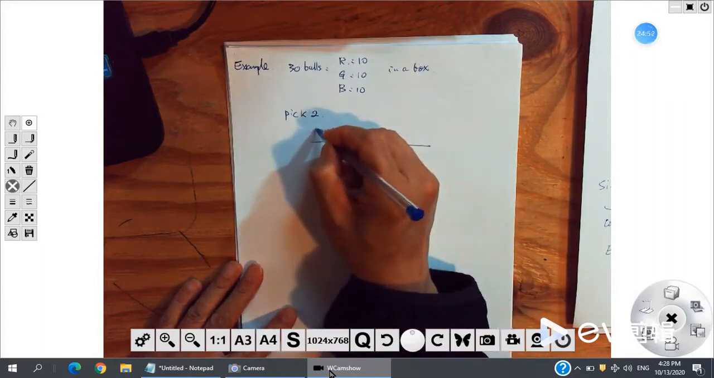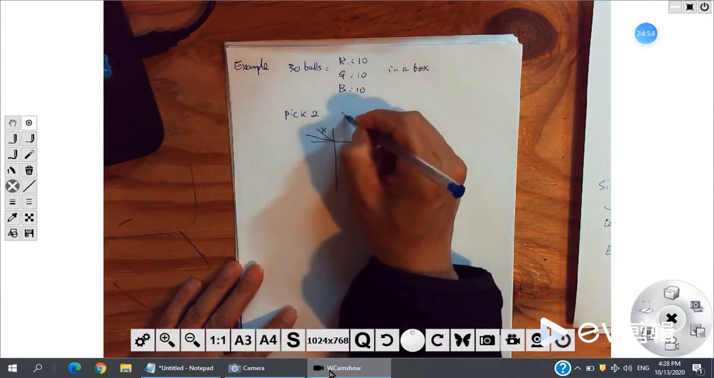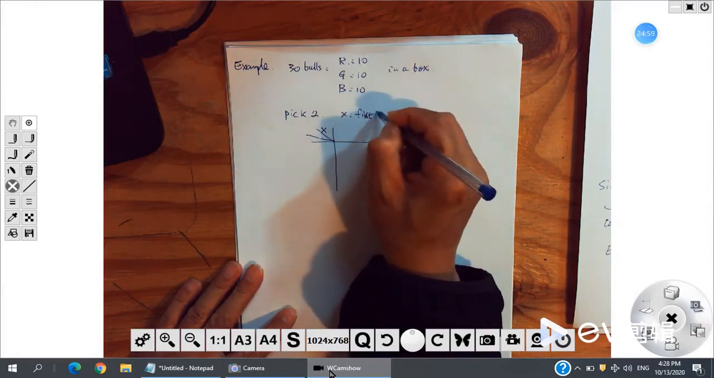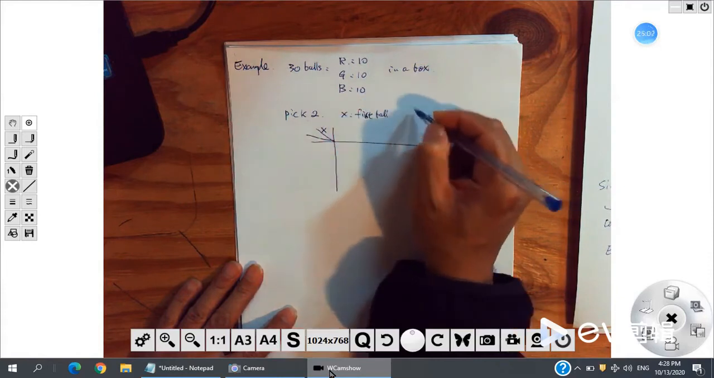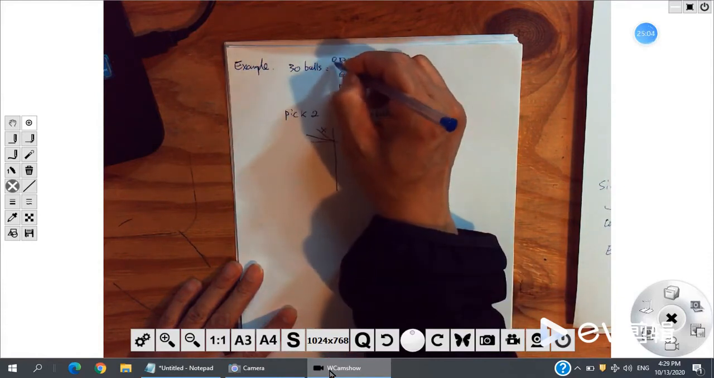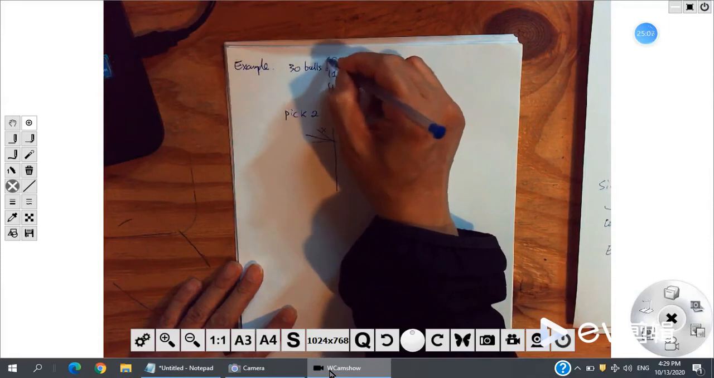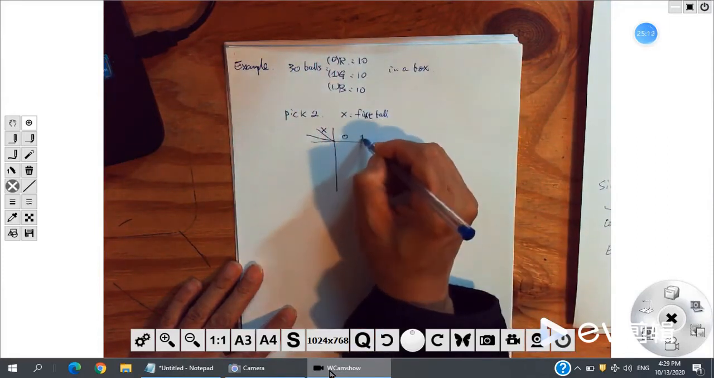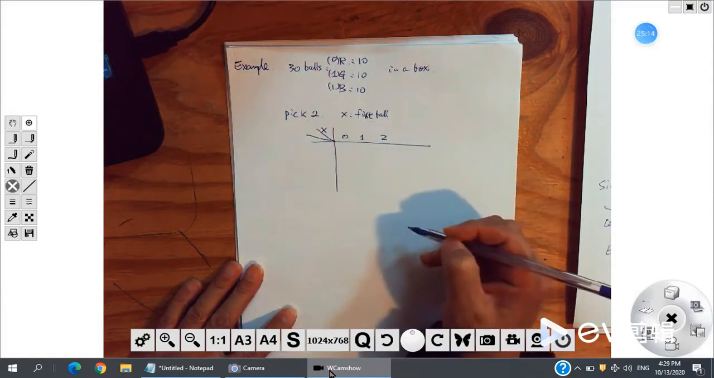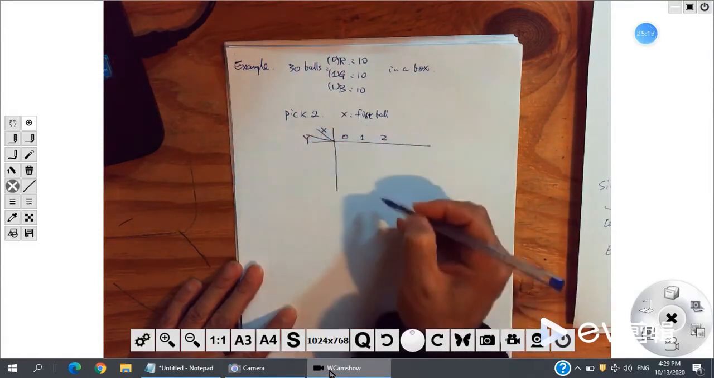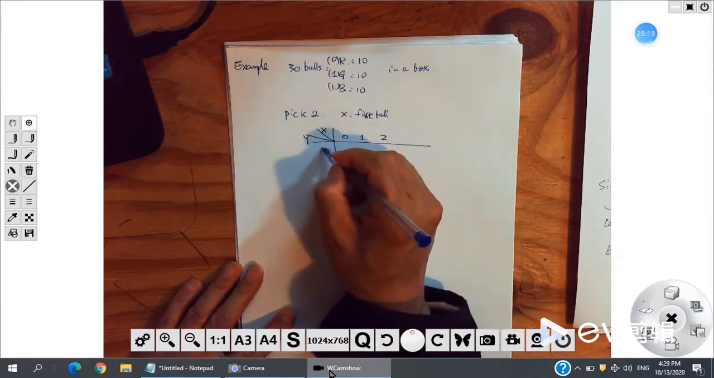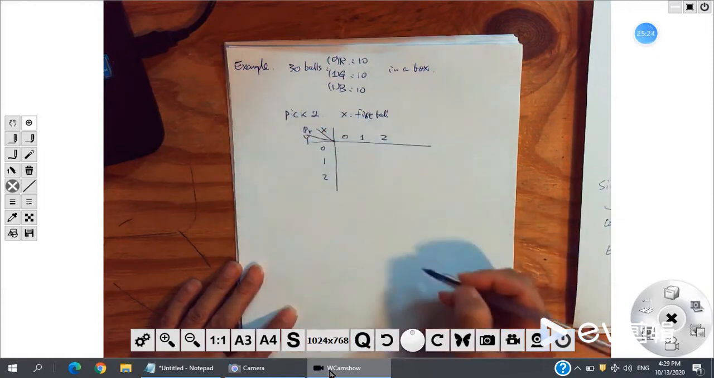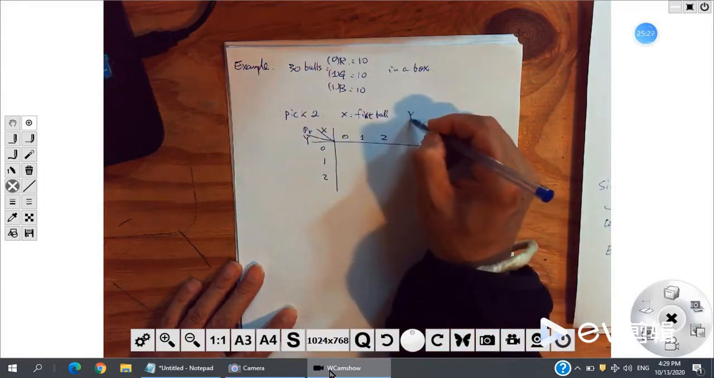Okay. We use x for the first ball. And for RGB, I use the numbers 0, 1, 2 to represent them. So x is the first ball. The value should be 0, 1, or 2. Okay, three possible values. And y, the second ball, the possible result is still 0, 1, 2. Right? And we check the probability. Okay, probability. Y is the second ball.